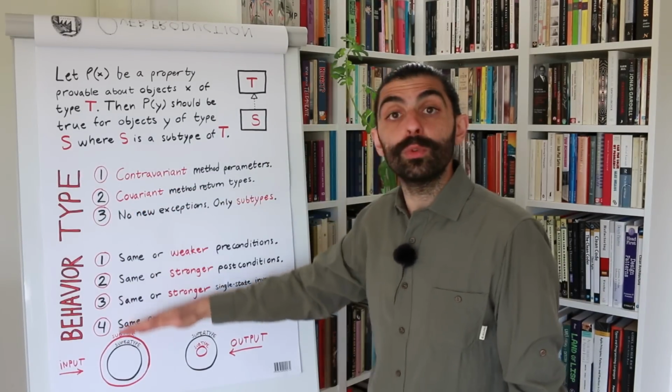Violating the Liskov Substitution Principle makes our programs difficult to reason about, which might lead to bugs that are hard to find, which makes our systems difficult to change. Allow me to explain the 7 rules that make up the Liskov Substitution Principle.